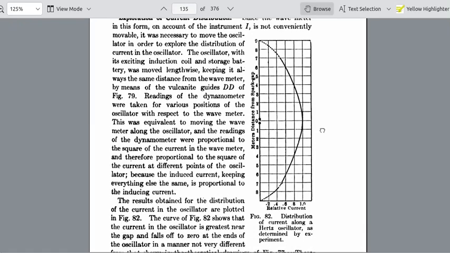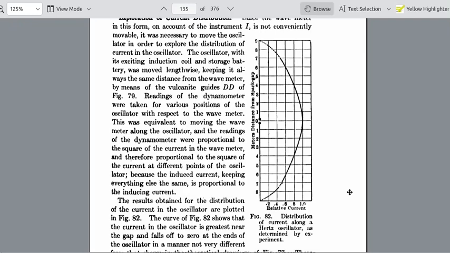The curve of figure 82 shows that the current in the oscillator is greatest near the gap and falls off to 0 at the ends of the oscillator in a manner not very different from that predicted by the theoretical drawings of figure 77. The maximum is located in the middle and a node at each end of the oscillator.